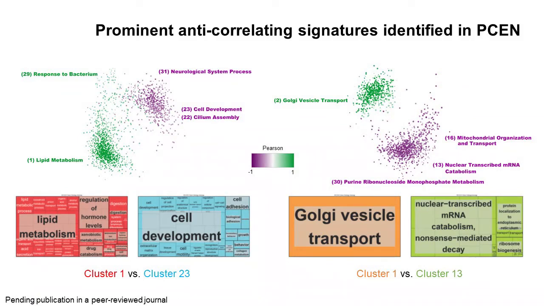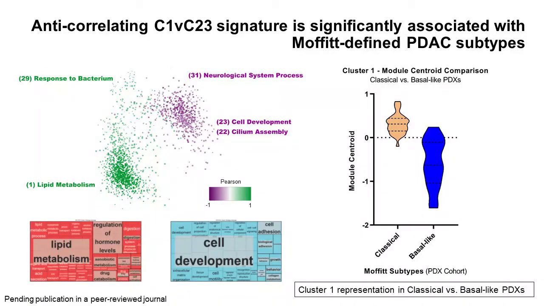So when we looked into these clusters specifically, we were interested in looking specifically into the cluster 1 and 23 anti-correlation. And the reason for that being all of the known classical genes that were previously described were unbiasedly recapitulated within cluster 1, which is the lipid metabolism cluster, and a large proportion of the basal-like genes were unbiasedly clustered within cluster 23, which is the cell development cluster.